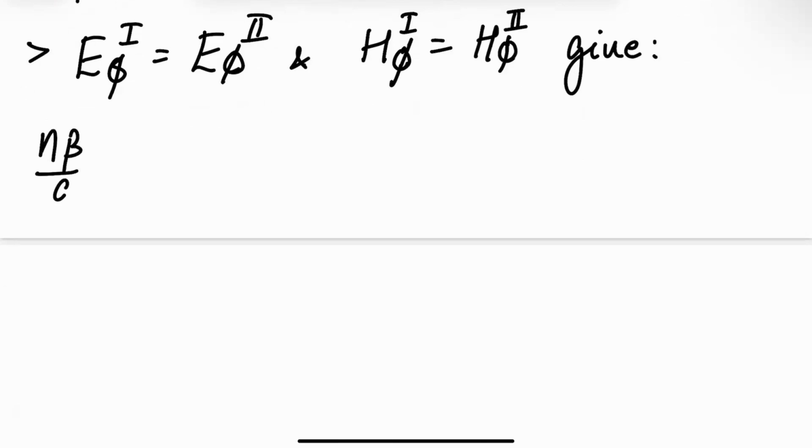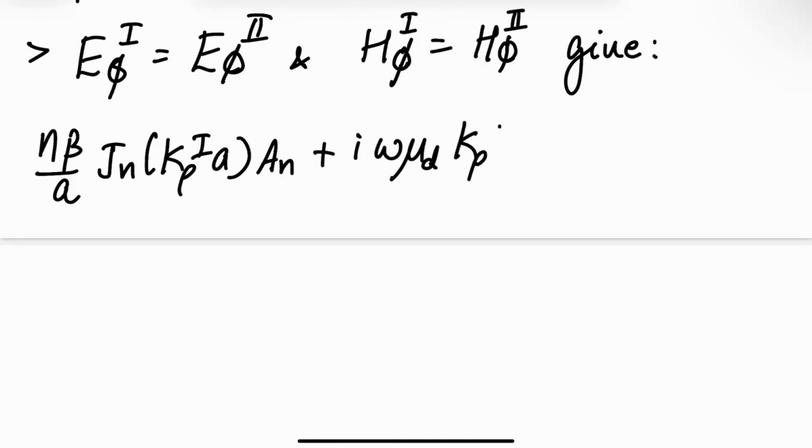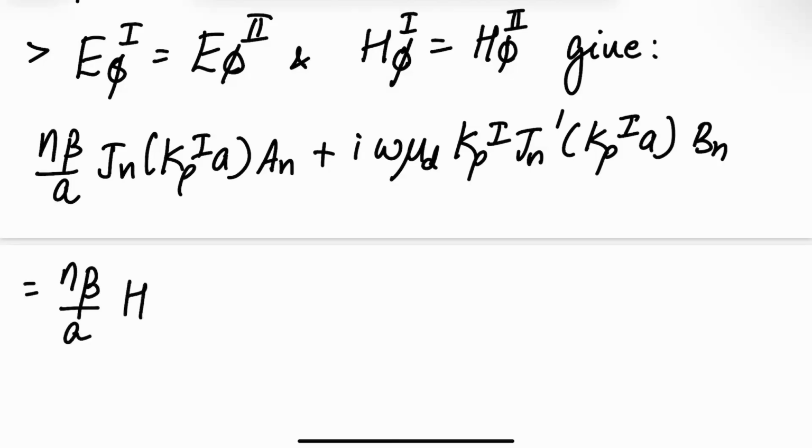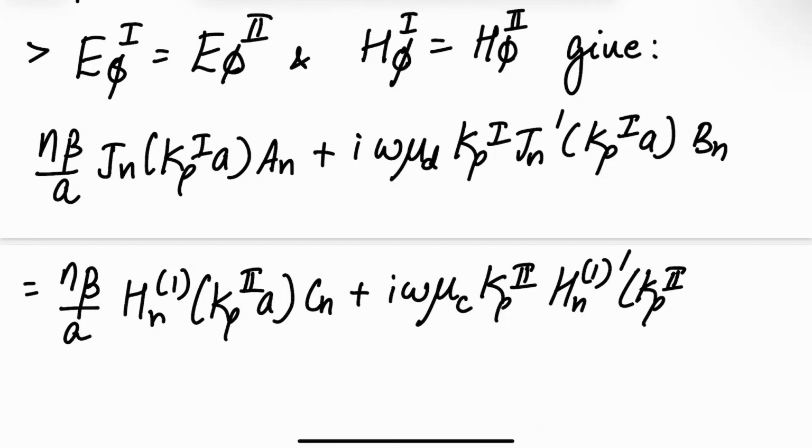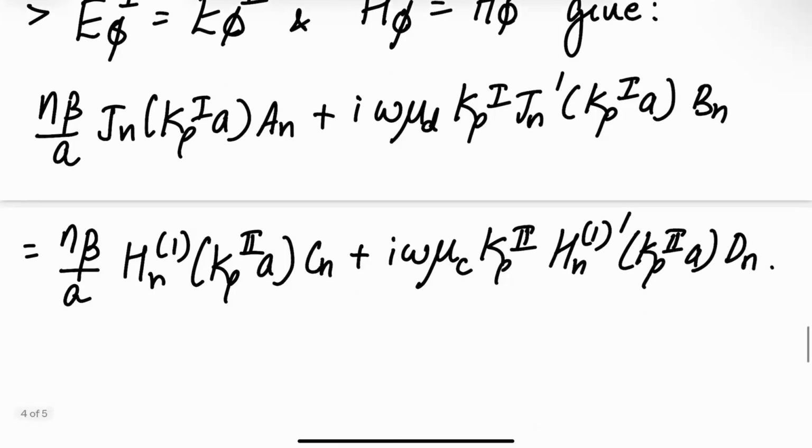Basically, you have n beta over a, J_n(k_rho1 a), A_n, plus i omega mu_D, k_rho1, J_n prime, which is the derivative of the Bessel function, (k_rho1 a), B_n, is equal to n beta over a, H_n^(1)(k_rho2 a), C_n, plus i omega mu_C, k_rho2, H_n^(1) prime, the derivative of the Hankel function, (k_rho2 a), D_n. That's equating the electric fields.